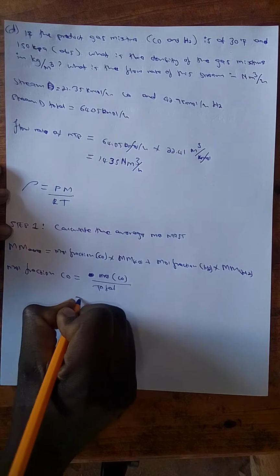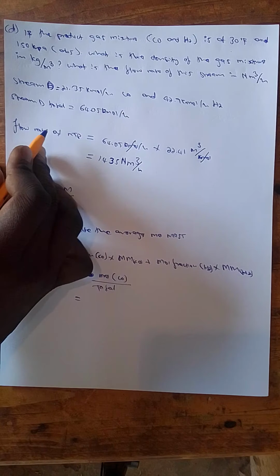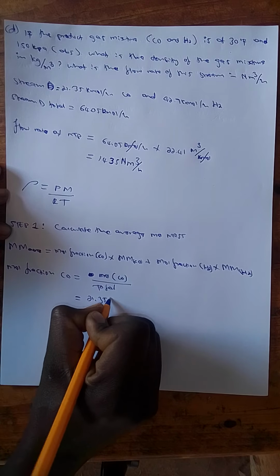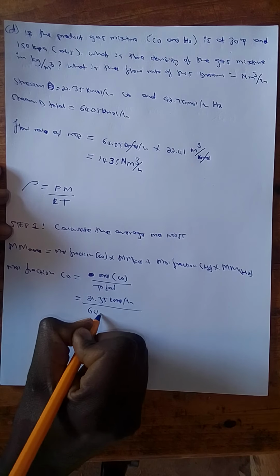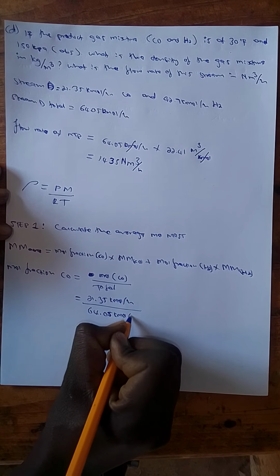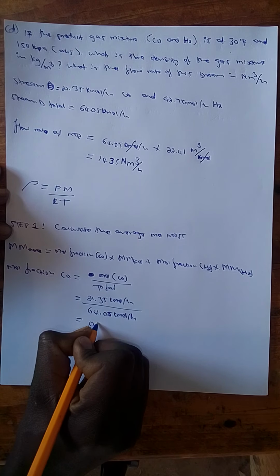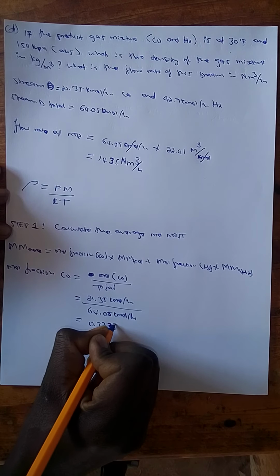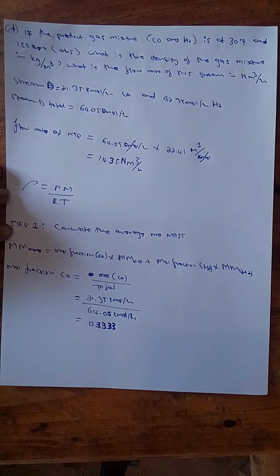So it's the number of moles of CO, which is 21.35 kilomole per hour, all over the total, which is 64.05 kilomole per hour. If you use your calculator, you find that this becomes 0.3333.